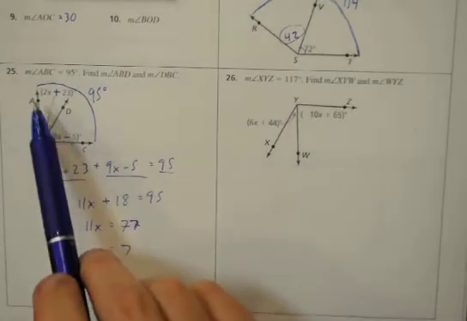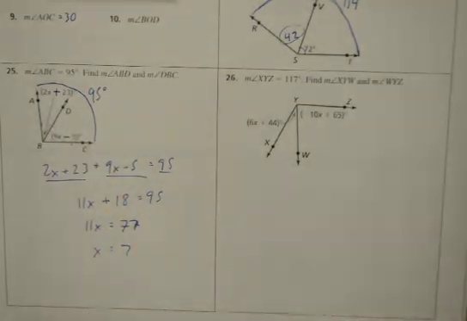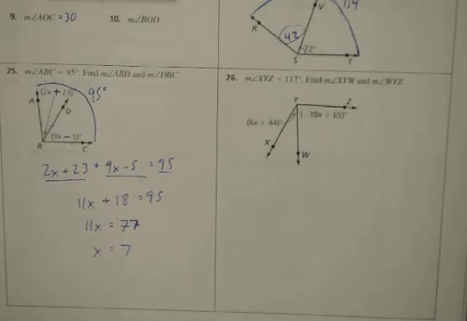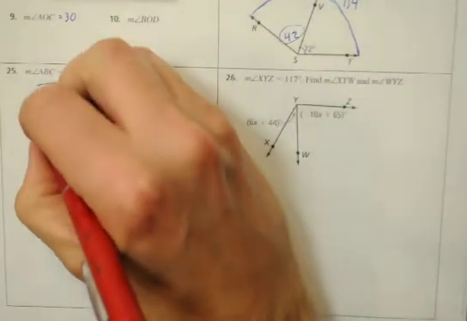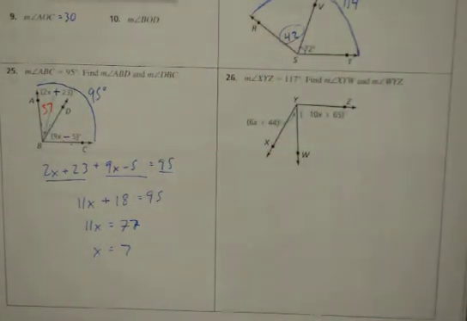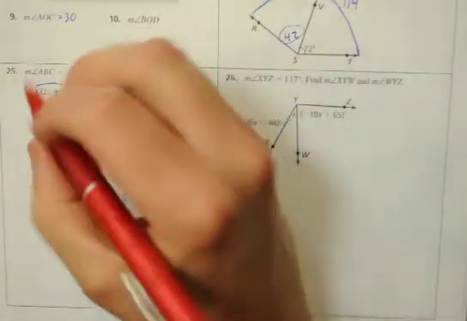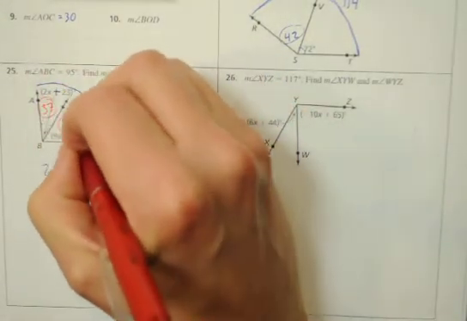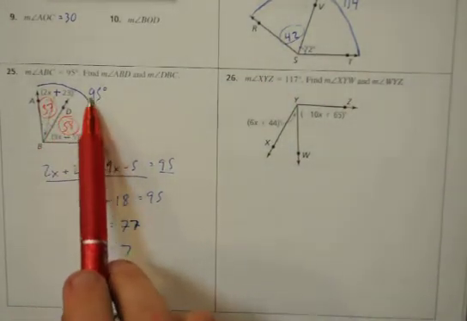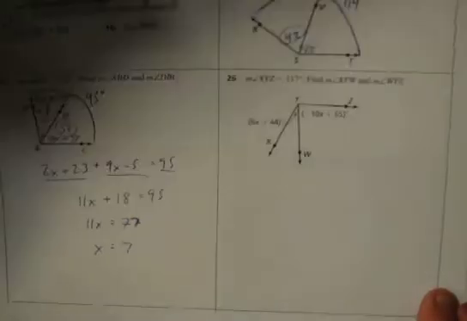We need to find the measure of ABD and DBC. So make sure you plug in the 7 and find. So 2 times 7 plus 23 is 37 degrees for that one, and 9 times 7 minus 5 is 58 degrees for that one. Those are the answers to the question, and those just by golly add up to 95. Can you imagine that? 26 you can do on your own.